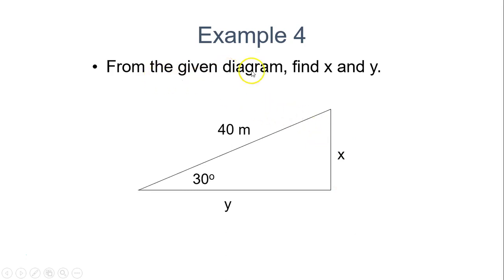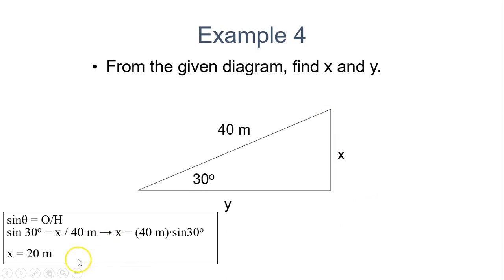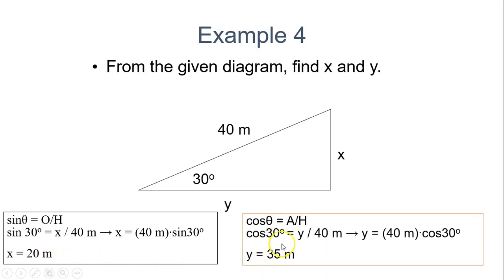Next example, for the given diagram, find opposite and adjacent. If hypotenuse and angle are given to you, opposite is sine. Sine theta equals opposite over hypotenuse. So to find x, opposite, you multiply 40 and sine 30. X equals 20 meters. To find y, which is adjacent, we use cosine, and y equals 35 meters.